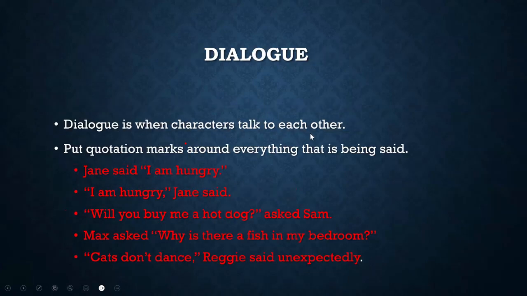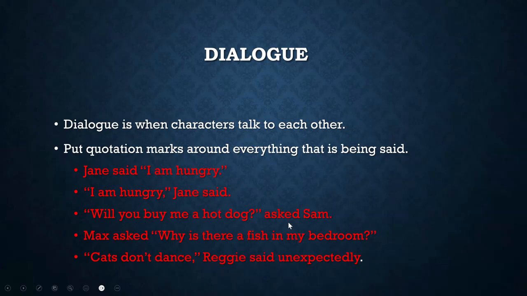Dialogue is when characters talk to each other in a story. You put quotation marks around everything that is being said. "I am hungry," Jane said. Jane said, "I am hungry." You see how there's quotation marks around "I am hungry" in both? You can see these commas help you transition between this part of the sentence to the end, but you never put quotes around the person's name who's saying it. You only put quotes around what they're saying.